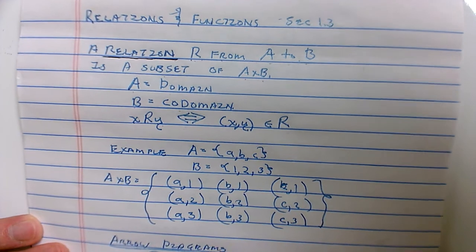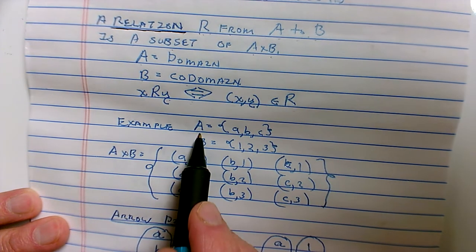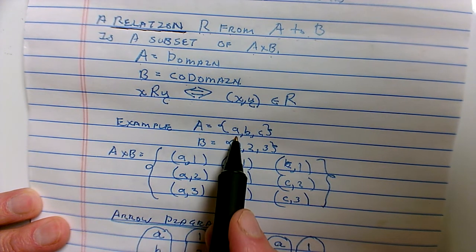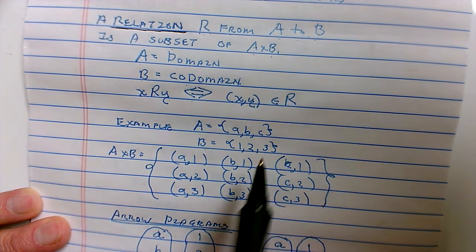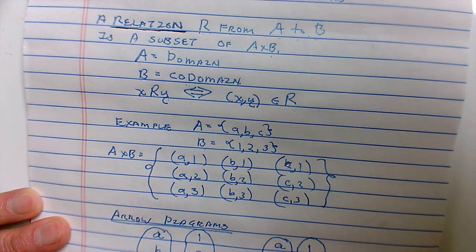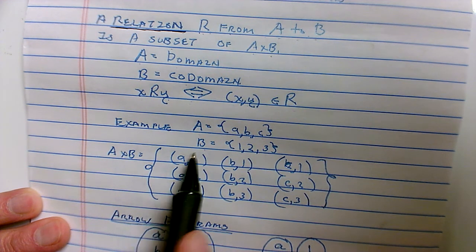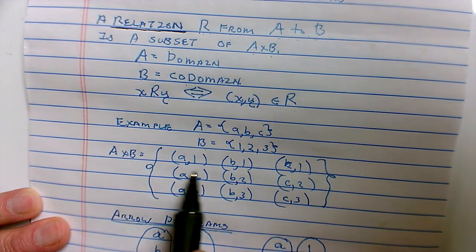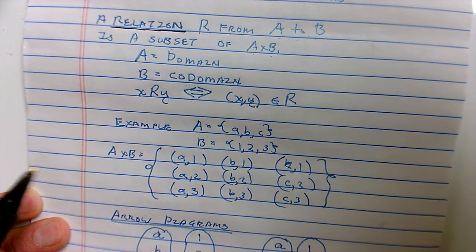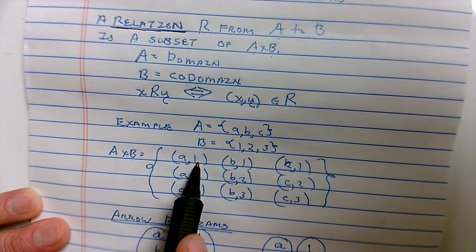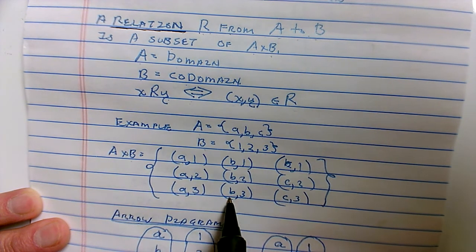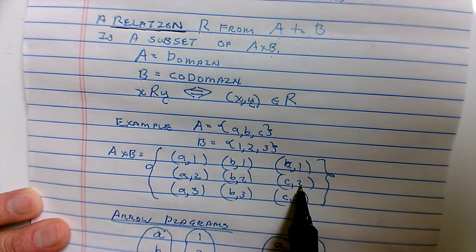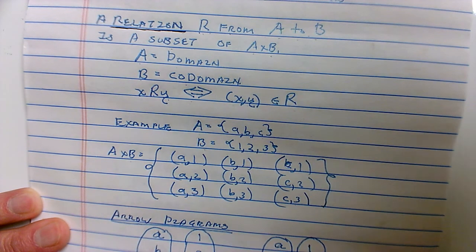Now, let's take a look at an example of this. Suppose I have as my domain the set A with a, b, and c, and my codomain set B being 1, 2, 3. So you notice these things don't all just have to be numbers sitting out there. They could be anything. Well, if I look at A cross B, what I get is a group of ordered pairs. We have a paired with 1, a paired with 2, a paired with 3, b paired with 1, b paired with 2, b paired with 3, c paired with 1, c paired with 2, c paired with 3. That is all of the things in A cross B.